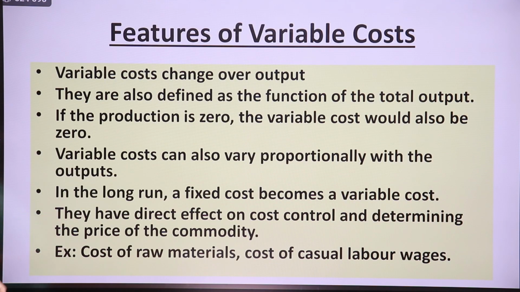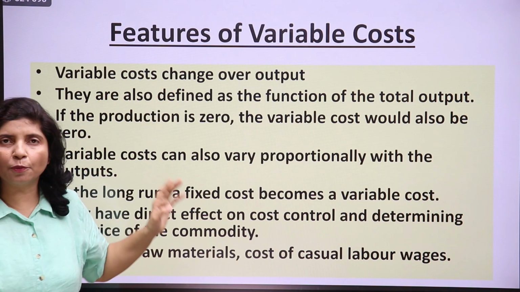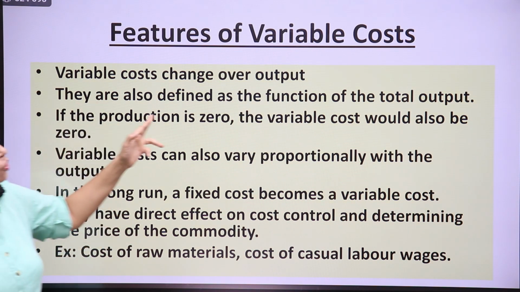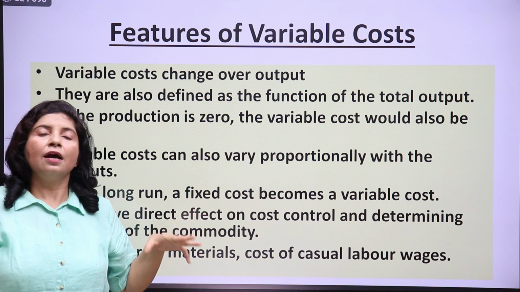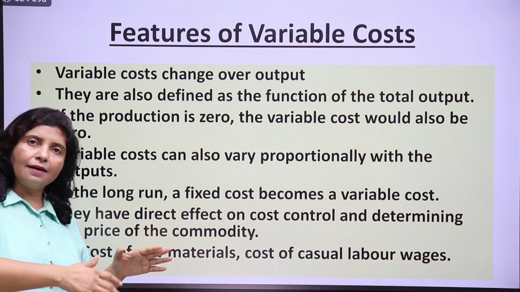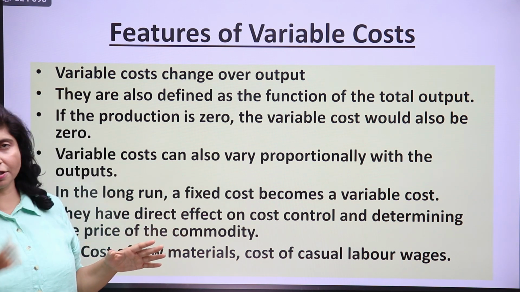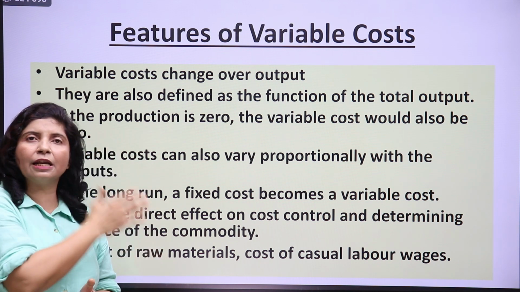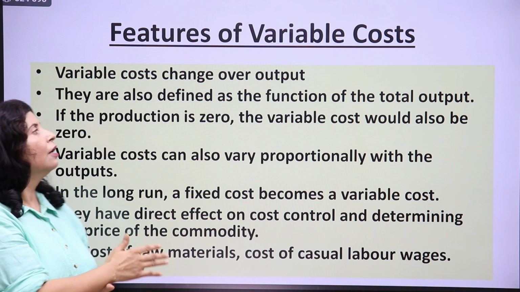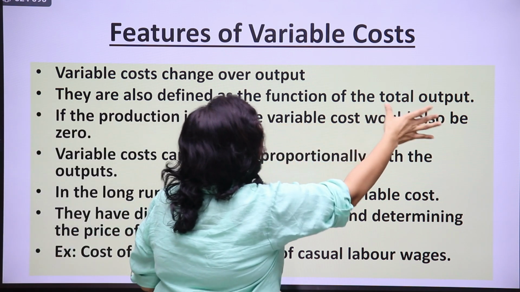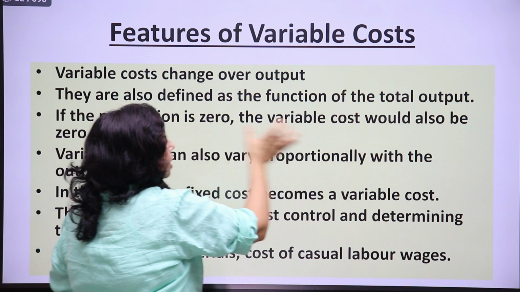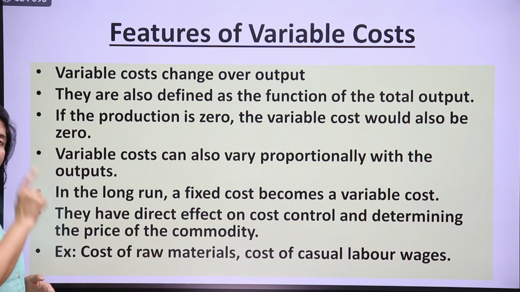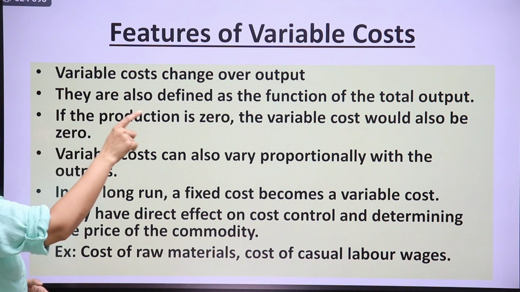Now the features of variable cost. Variable cost changes over output. When output increases, variable cost increases. We have explained it. They are also defined as a function of total output. Increase in output will lead to increase in your variable cost. That is the function of your output. Output increases, variable cost will also increase. Output decreases, variable cost will decrease. That's why they are known as a function of your output.